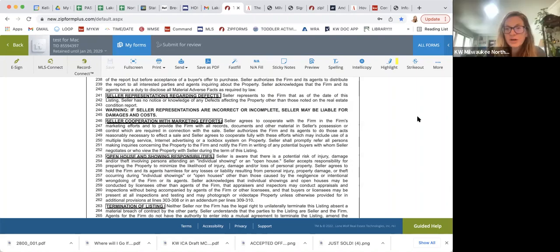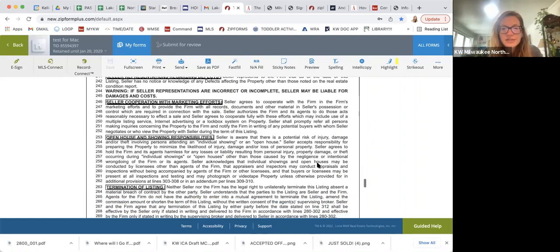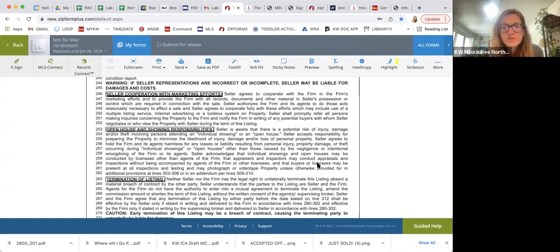Seller cooperation with marketing efforts. Seller agrees to cooperate with the firm in the firm's marketing efforts and to provide the firm with all records, documents, and other material in seller's possession or control, which are required in connection with the sale. Seller authorizes the firm and its agents to do those acts reasonably necessary to effect the sale, and seller agrees to cooperate fully with these efforts, which may include use of an MLS, internet advertising, lockbox system.